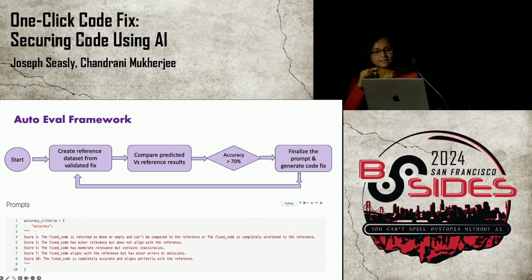So basically it lets you define the accuracy on a scale of 1 to 10. 10 means the predicted fix and the reference one are very similar, context-wise and everything. 7 means there are minor differences, and so on. So we decided that if the accuracy is closer to 70%, we can say this is good enough to go. And then we can accept the prompt and go ahead with that, generating code fixes of similar type in other repos.